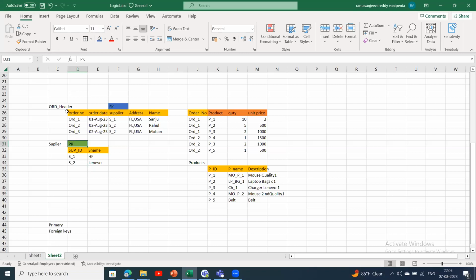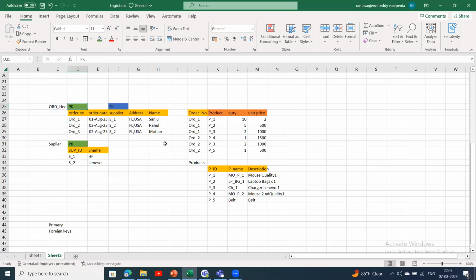In the order header table, what is the primary key? Order number is the primary key for me. Because the rest of the things may change. Sanju may place multiple orders on the same day for the same supplier, but the orders are different. You're getting it, right? In the same way, Rahul may order multiple products on the same day or a different day, but the orders are different. He ordered twice. Real-time scenarios, these are. So, this is my primary key.